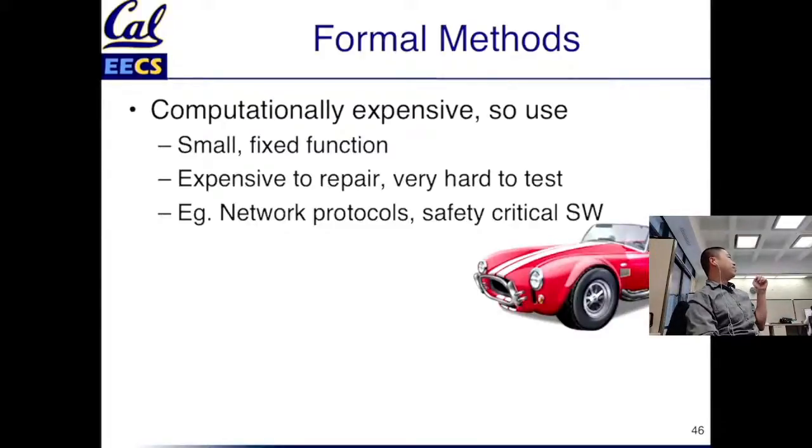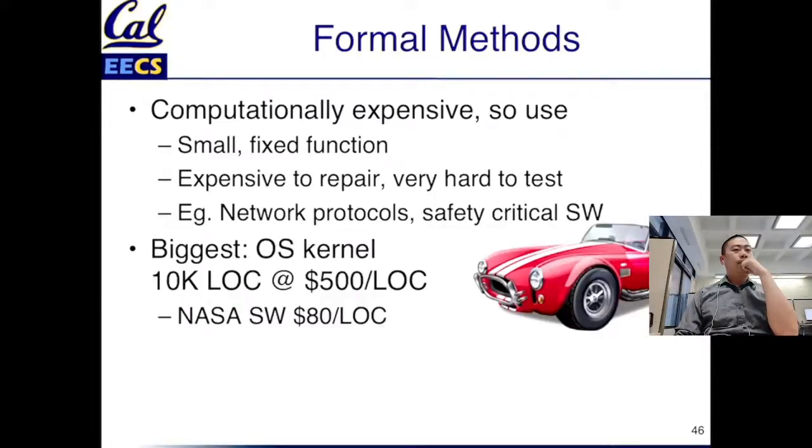But these are pretty computationally expensive, so they tend to be used on smaller systems, on systems that are expensive to repair because, for example, they might be out in space or they're difficult to test. Safety critical software systems are usually a good candidate for these. And just to give you some metrics, the largest project that I know about that's been formally verified is the L4 operating system kernel. That's about 10,000 lines of code, and the research effort required comes out to about $500 per line of code. NASA has managed to beat that.